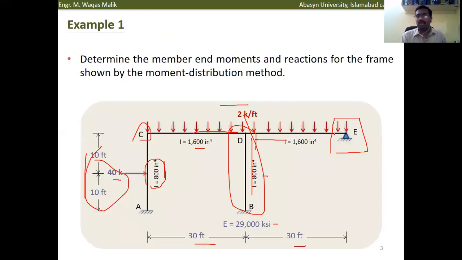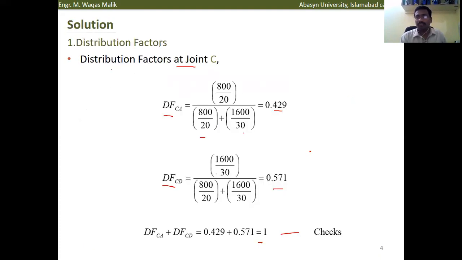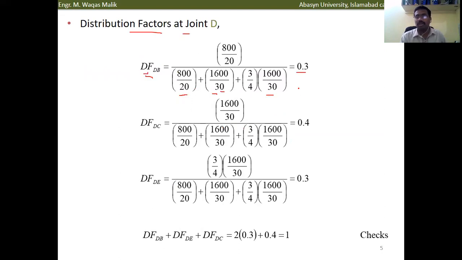As we are going to use the reduced stiffness at joint E, that is why we apply the formula for the reduced stiffness for the member DE when calculating the distribution factors. Similarly, we proceed with the distribution factors of member DC and member DE. For member DE, the member stiffness will be equal to 3 by 4 times inertia by length. Once you simplify all these values, the sum will equal 1, that is 0.3 plus 0.3 plus 0.4 comes out to be 1.